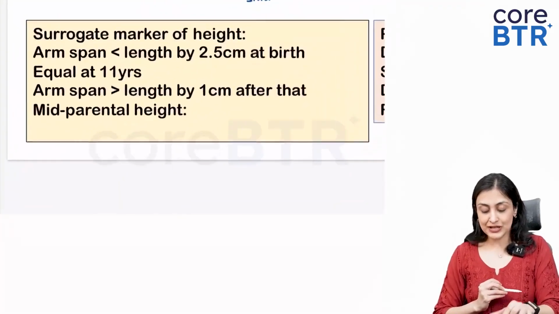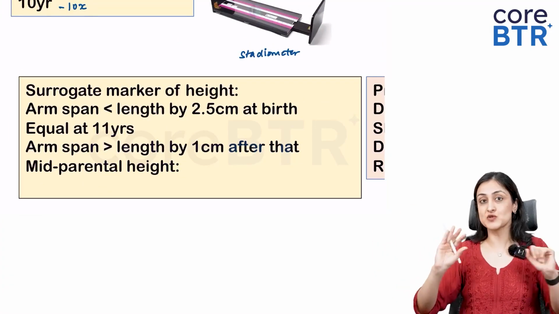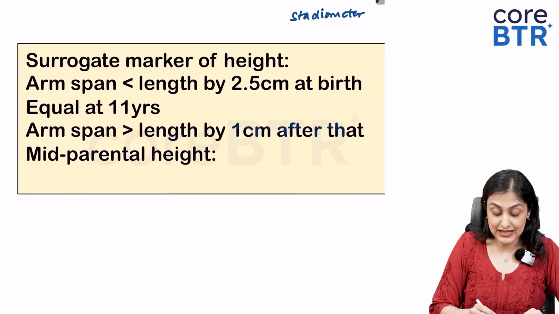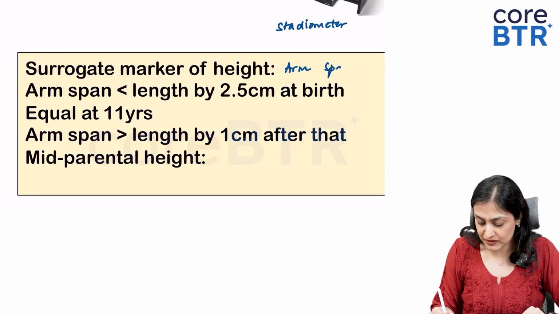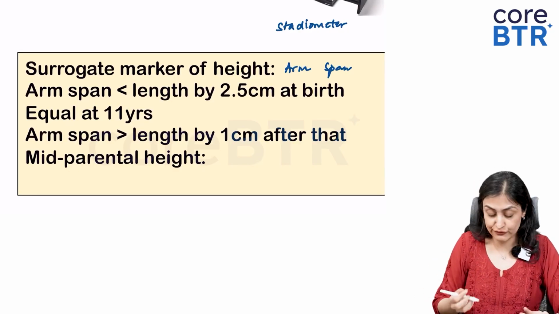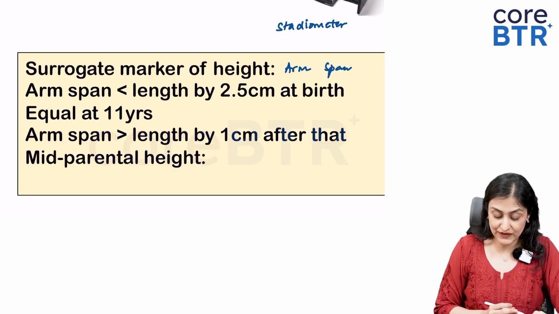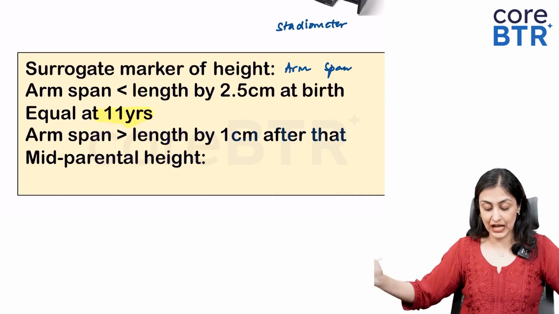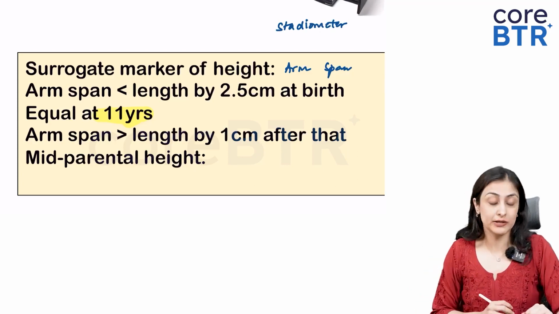Then let's look at arm span. If you stretch out your limbs, from the middle finger to the other middle finger, the length that you measure is the surrogate marker of height. So that has been asked, and how it relates. There's just a few centimeter difference. At birth, the arm span is lesser than length by 2.5 centimeter, becomes equal at 11 years, and after that point, arm span is 1 centimeter bigger, right? So it's the best surrogate marker.